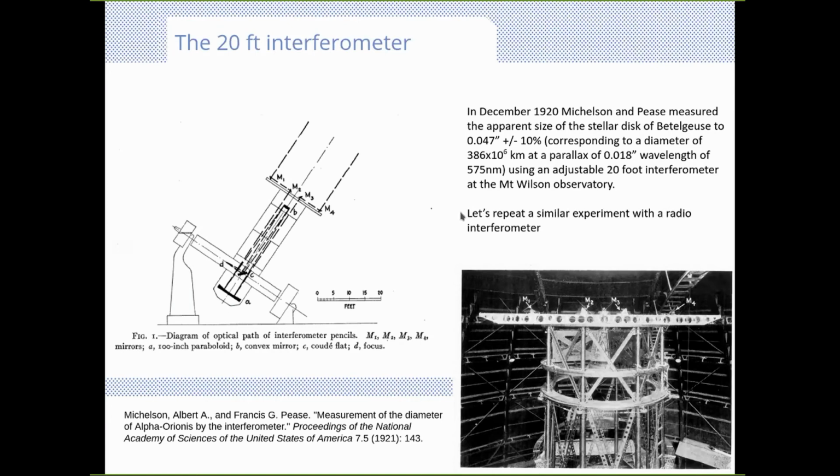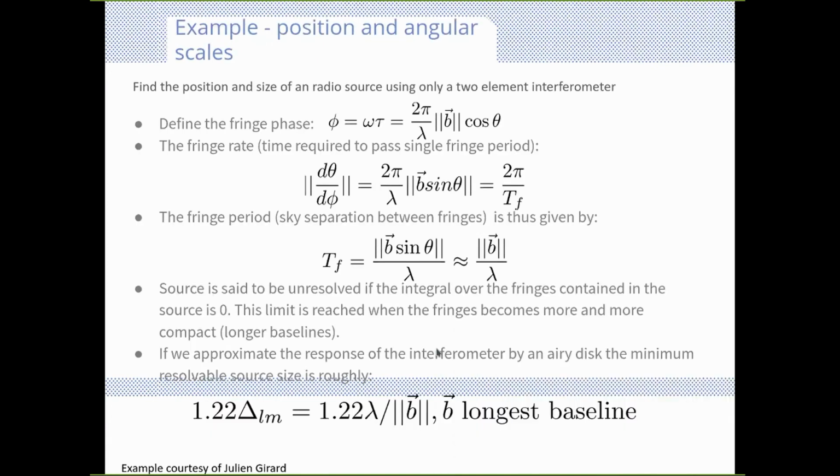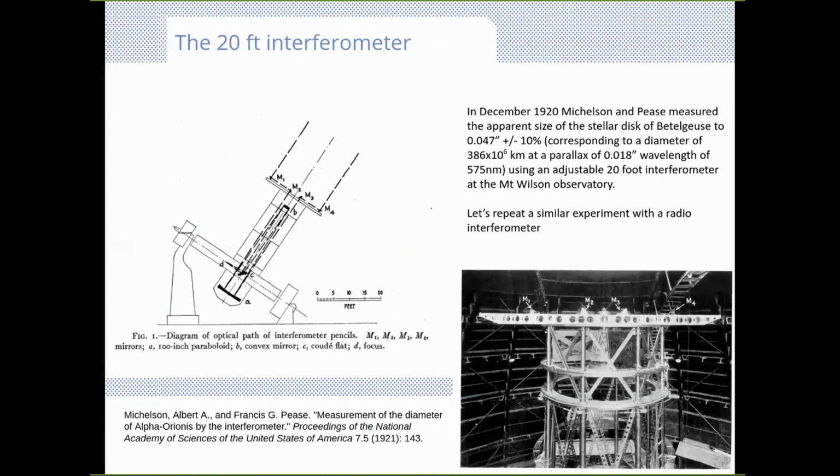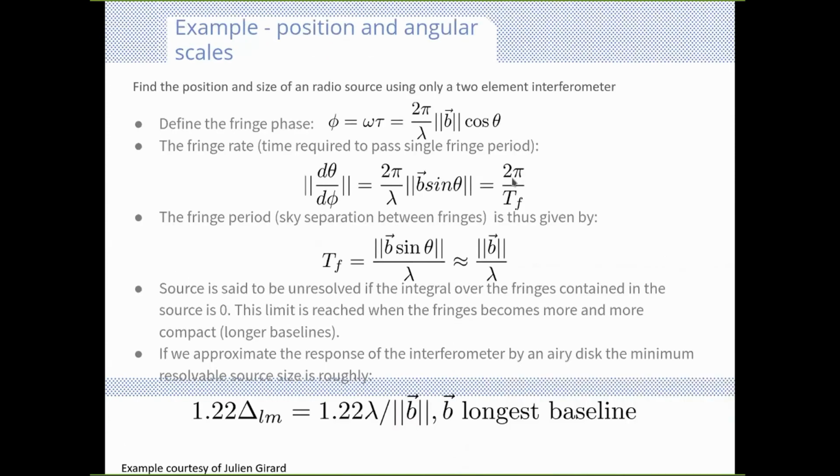Okay, so how did they do this? What we're going to do is repeat this sort of experiment using a radio interferometer. They took the wavelength of the light emitted by this source to be about, well, orangey yellowish, so about 575 nanometers. What we're going to be doing is working in the radio regime, where our wavelength is, say, 21 or so centimeters.